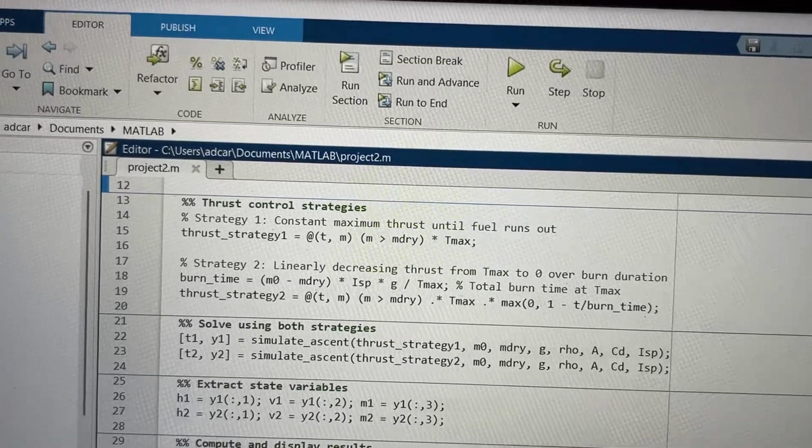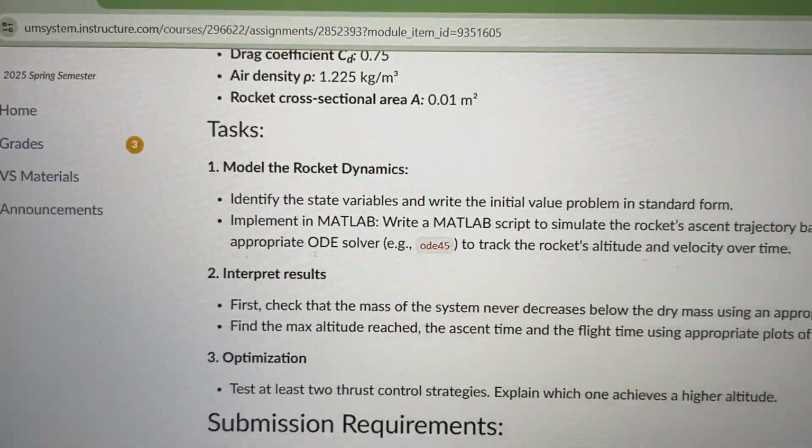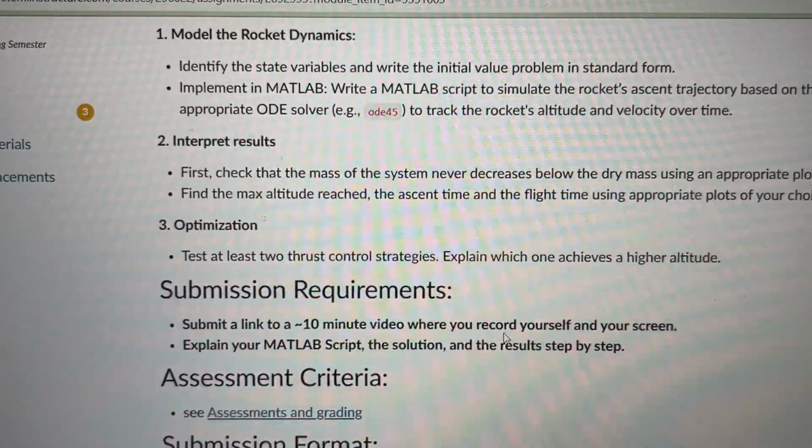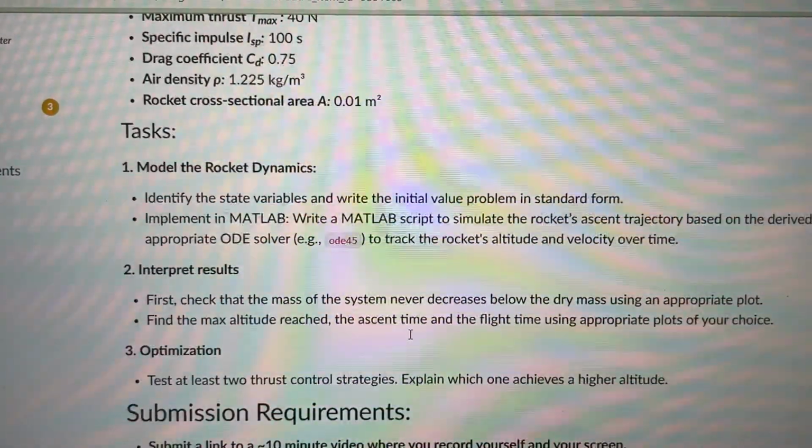And then if we go back to the problem statement, I tested both of these, so that is my code.